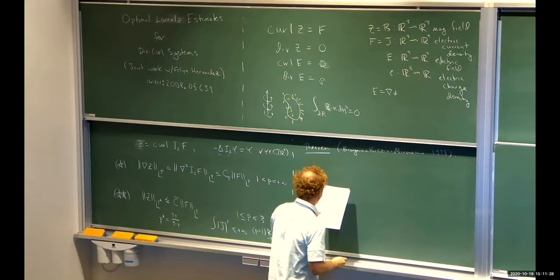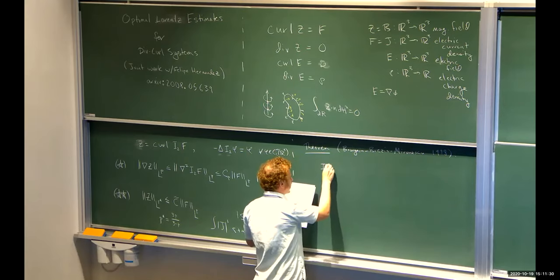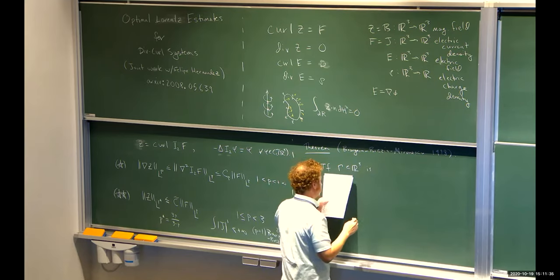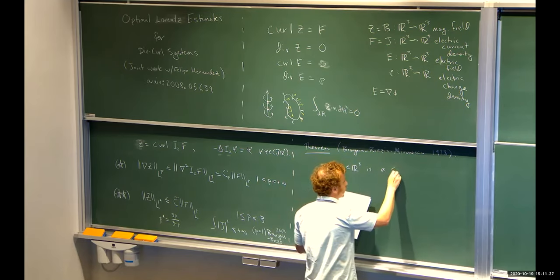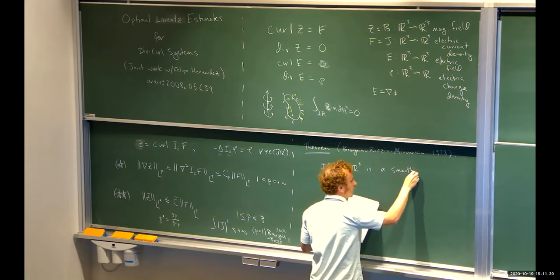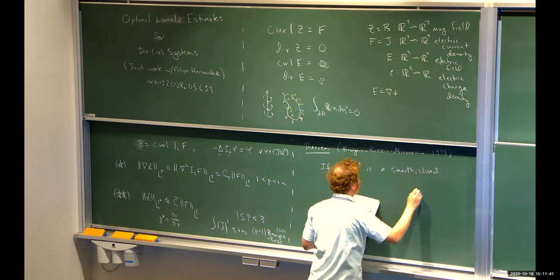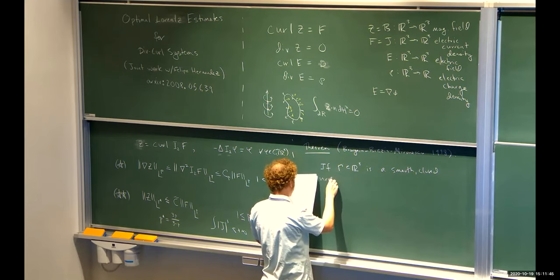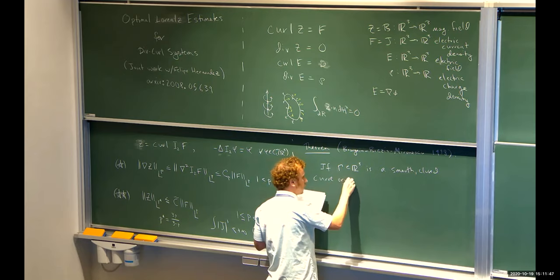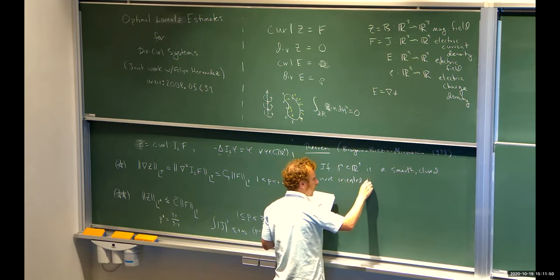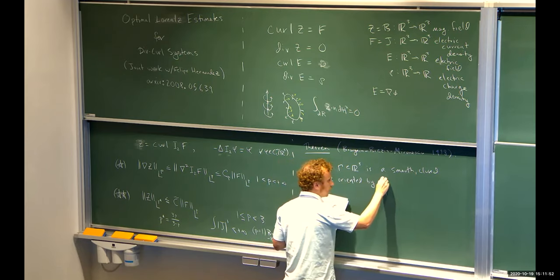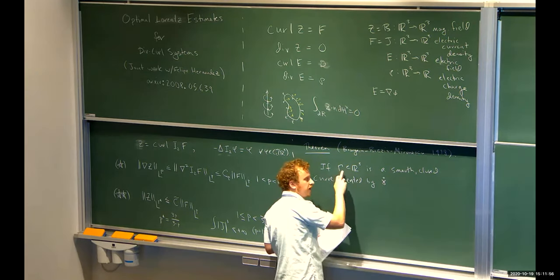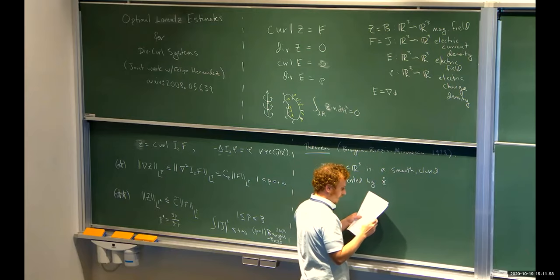They prove the following inequality. If gamma contained in R3 is a smooth closed curve, oriented by its tangent, call its tangent gamma dot. So gamma is a parameterization of capital gamma, and gamma dot is the unit tangent.